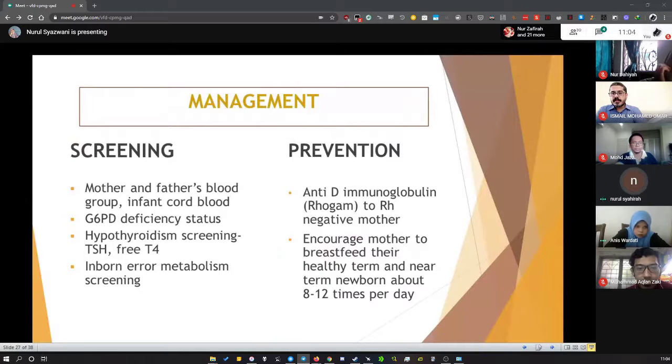Okay, so next we go to the management. We have screening and prevention. First we must do screening for the mother's and father's blood group, and also screen for G6PD deficiency, hypothyroid screening, looking at TSH and free T4 level, and also inborn errors of metabolism screening. For prevention, anti-D immunoglobulin to reduce sensitization in Rh-negative mothers. And then encourage mothers to breastfeed their healthy term and near-term babies about 8 to 12 times per day.